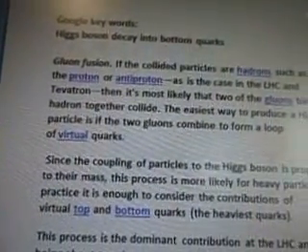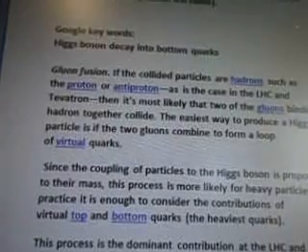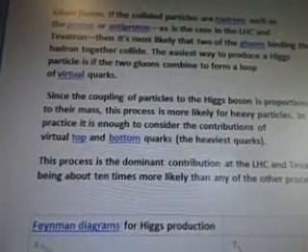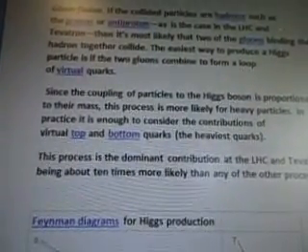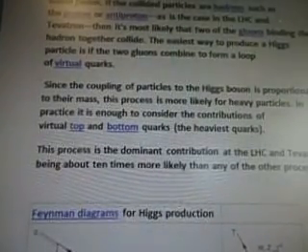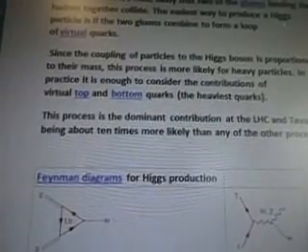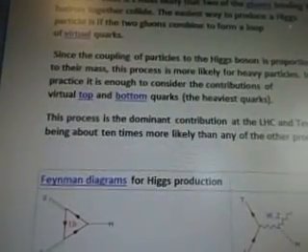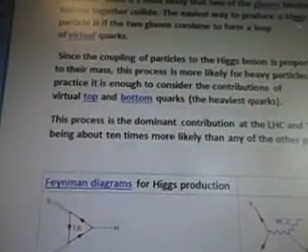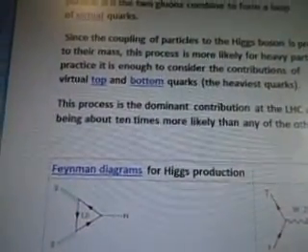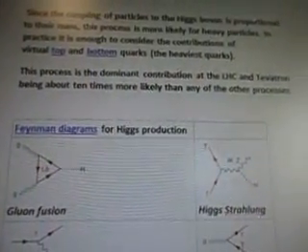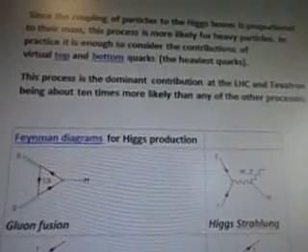And gluon fusion: if the collided particles are hadrons such as the proton or antiproton, as is the case in the LHC and Tevatron, then it's most likely that two of the gluons binding the hadron together collide. The easiest way to produce a Higgs particle is if the two gluons combine to form a loop of virtual quarks. Since the coupling of particles to the Higgs boson is proportional to their mass, this process is more likely for heavy particles. In practice, it is enough to consider the contributions of virtual top and bottom quarks, the heaviest quarks. This process is the dominant contribution at the LHC and Tevatron, being about 10 times more likely than any other processes.